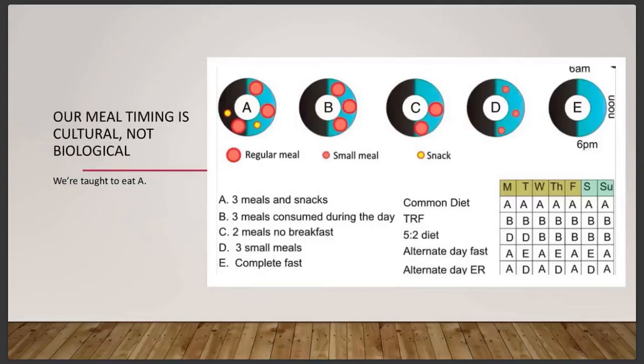For some people, there's a chart here on the bottom left where it says, what's the common diet? So the common diet is you eat this pattern every single day of the week. You can also have restricted feeding where you just eat a smaller amount and you only eat between 6 a.m. and 6 p.m. A more popular one nowadays is the 5-2 diet, where you're eating more restricted for some of the days, and then you're eating between 6 a.m. and 6 p.m. the other days.